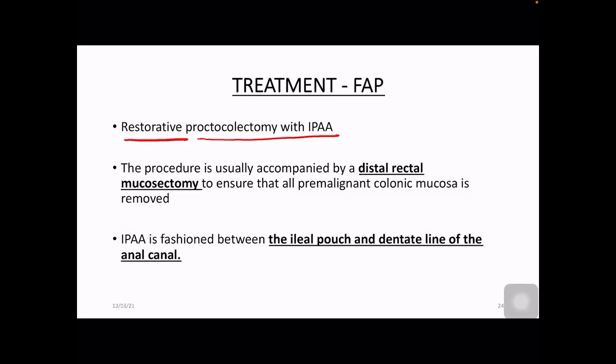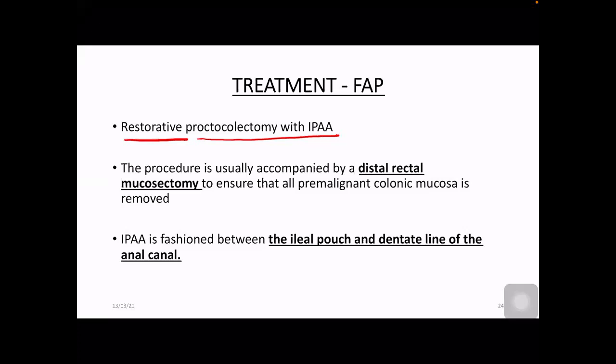If you want to avoid a pelvic dissection, what you can do is a subtotal colectomy, that is abdominal colectomy, and you can do an ileorectal anastomosis. And once the patient has completed the family, you can go ahead and do a completion proctectomy. So that is another way of managing. But the treatment of choice is restorative proctocolectomy with IPAA.